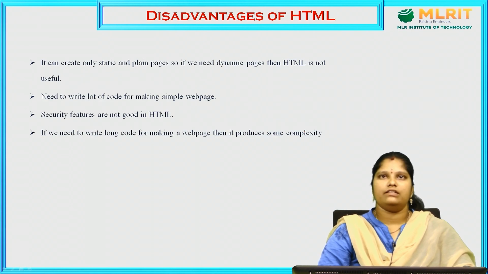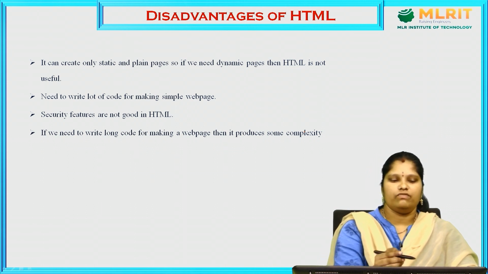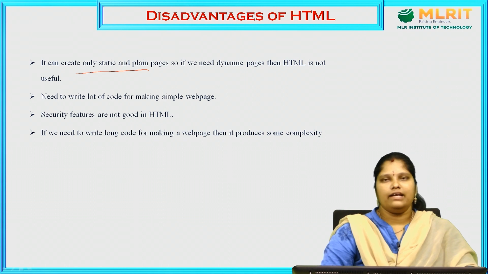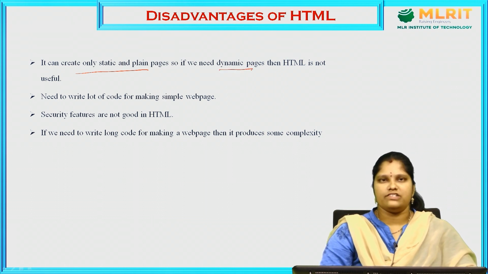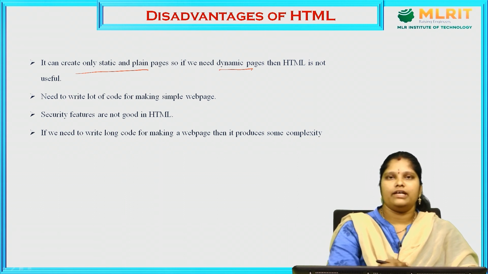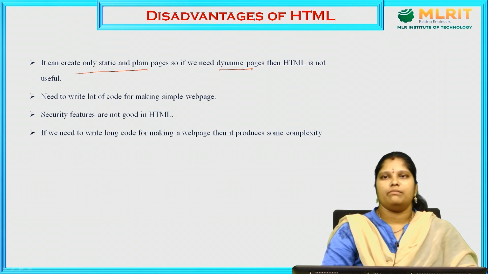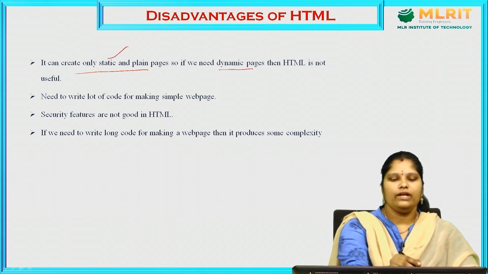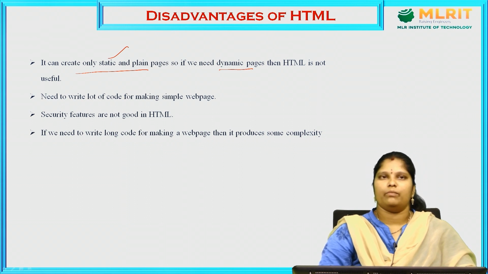And what are the disadvantages of HTML? First one is it can create only static and plain pages. So if we need dynamic pages, then HTML is not useful, right. What is static and what is dynamic, we already discussed, right. Static means there is no interaction between the customer or the user and the website, and dynamic means there is interaction between the customer and the website, right. It creates only static web pages, not dynamic web pages, right.